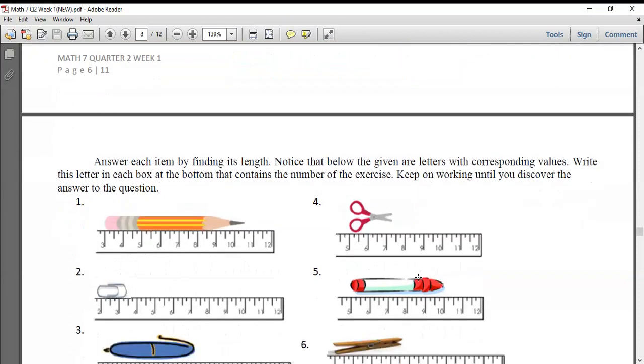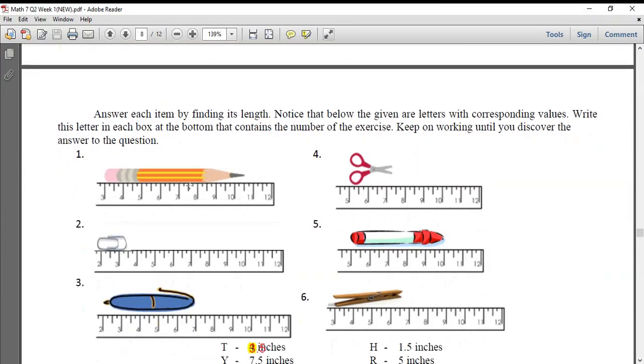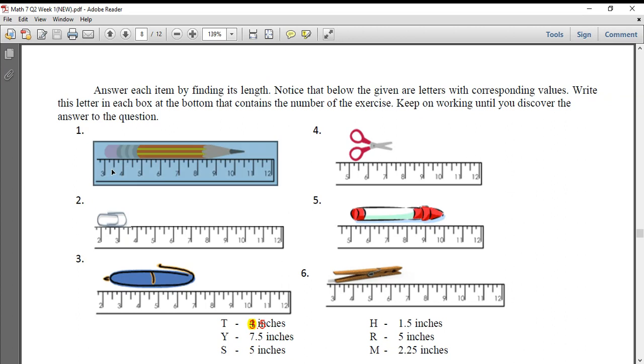So, activity number 2, answer each item by finding its length. So, ito yung ruler natin, no? So, kung 3 yan, ito in inches ang gamit nito. Okay? So, inch. So, 3. So, hindi ibig sabihin na 3 na yan. So, lalabas dito, ito ay 3. No, from 3 to 4, that's 1 inch. Then, from 4 to 5, another inch. Then, 6, 7, 8. So, kung bibilangin natin ito, it's 1, 2, 3, 4, 5, 6, 7.